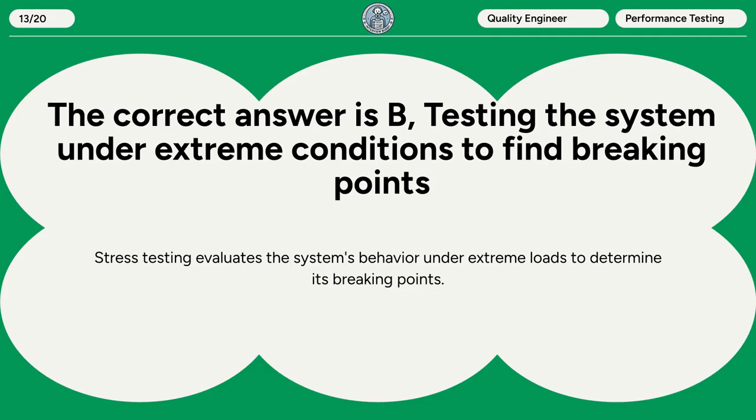The correct answer is B. Testing the system under extreme conditions to find breaking points. Stress testing evaluates the system's behavior under extreme loads to determine its breaking points.